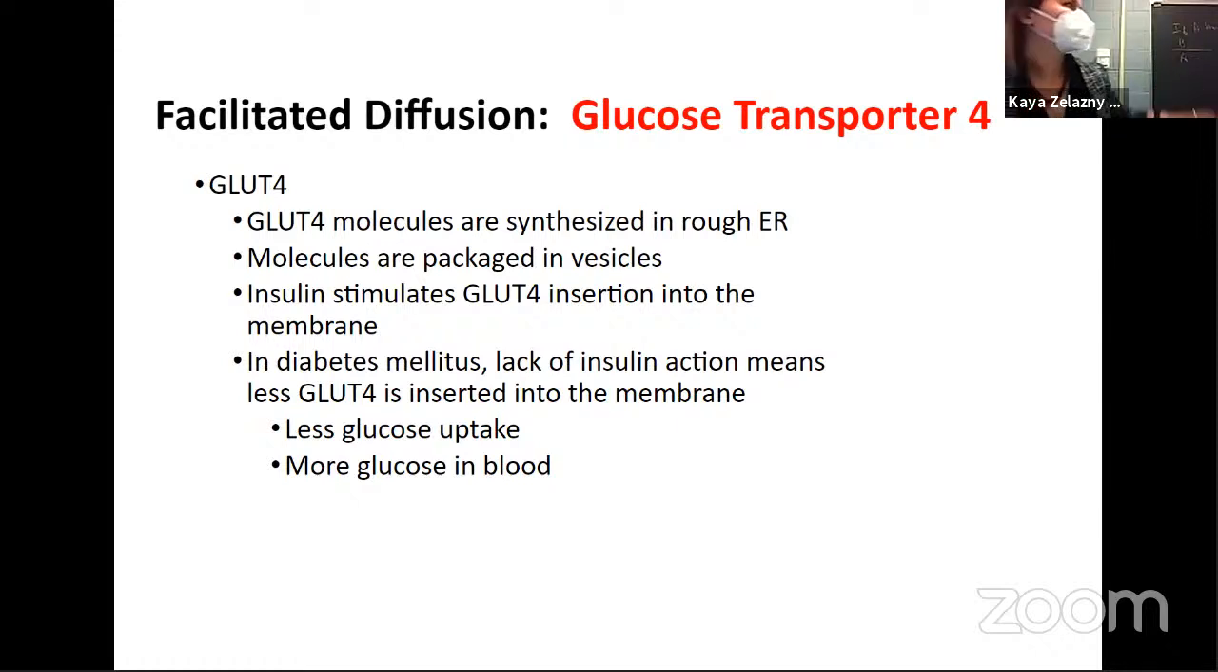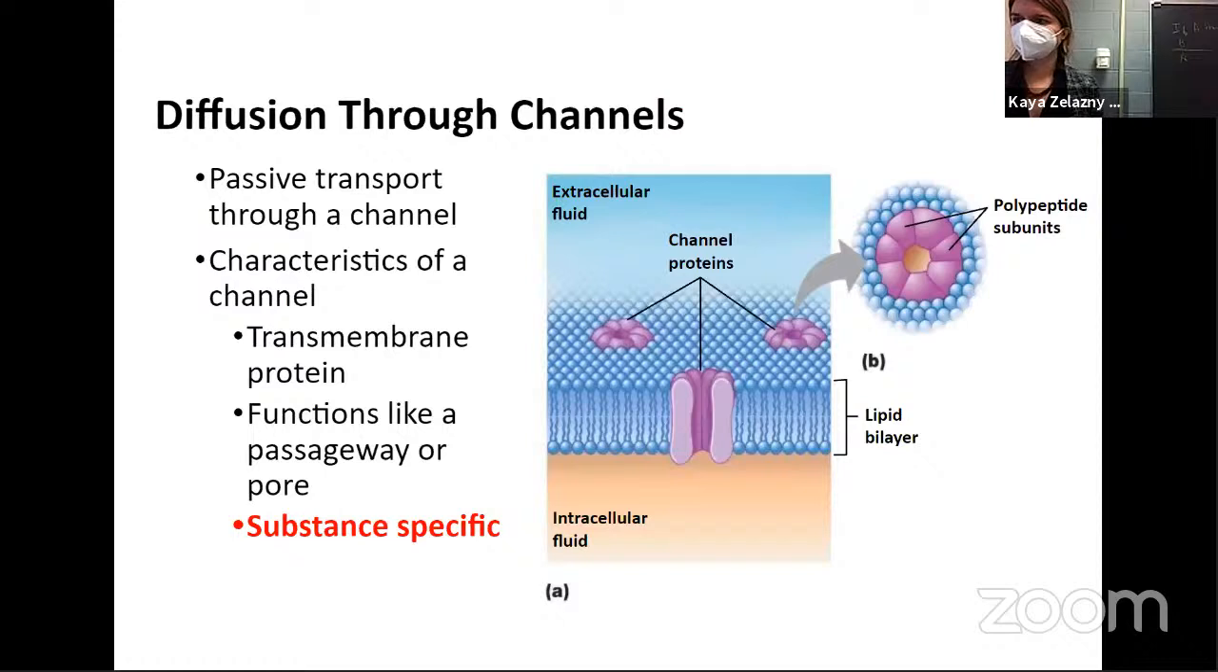So we can regulate how well we absorb things and when we absorb things by regulating where and when these transporters are inserted into our membranes. A similar concept to our transporters, or our carrier proteins, are channels. The difference with a channel is that we don't really have a binding site that switches sides. When we have a channel, we just have an open pore.